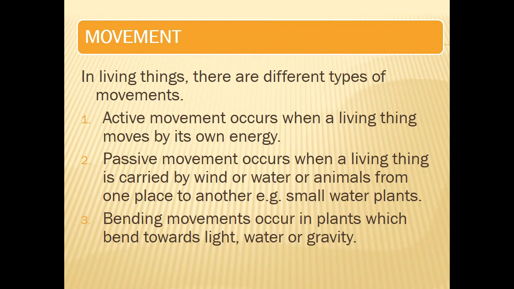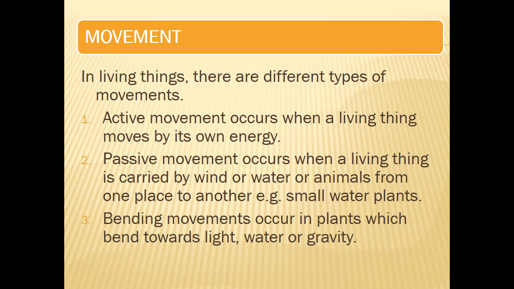Movement as the first activity. So we have looked at the activities of living things, and living things carry out 7 activities: movement, feeding, respiration, excretion, growth, sensitivity, and reproduction. These are the 7 activities of living things.